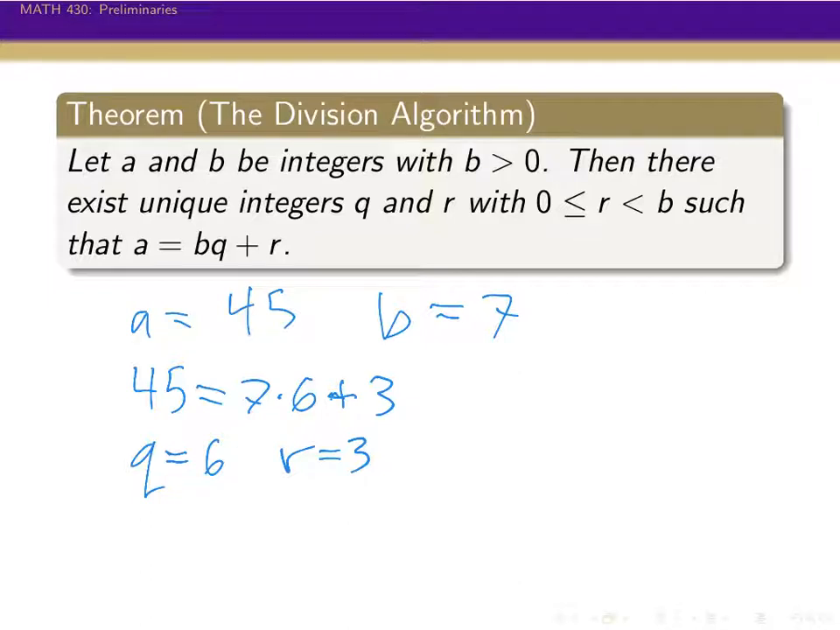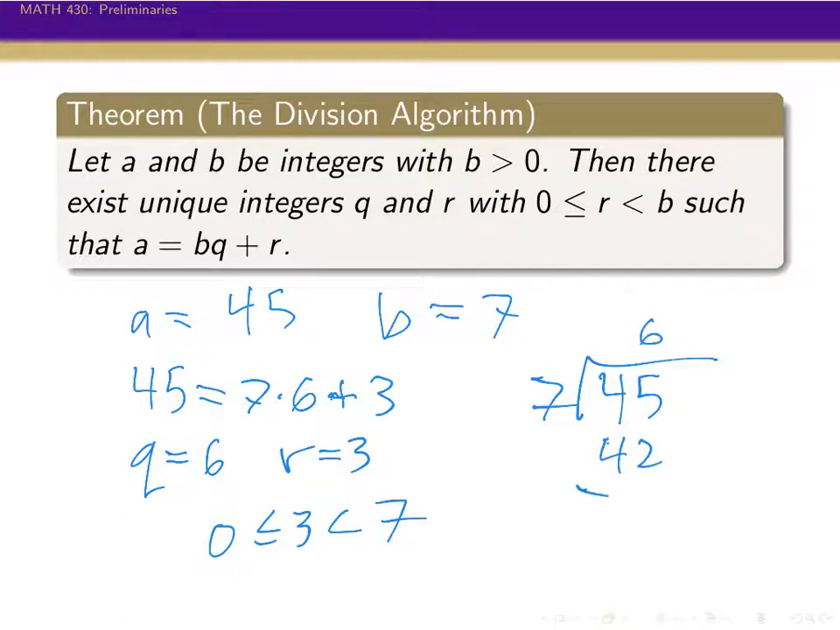And note that 3 is between 0 and 7. If you want to think back about how you were taught to do this in elementary school, this is equivalent to what happens when you do 45 divided by 7. Well, you'd multiply by 6, end up with 42. 45 minus 42 is 3, and so you'd say that 45 divided by 7 is 6, remainder 3. The r is there for remainder, and the q is for the quotient.